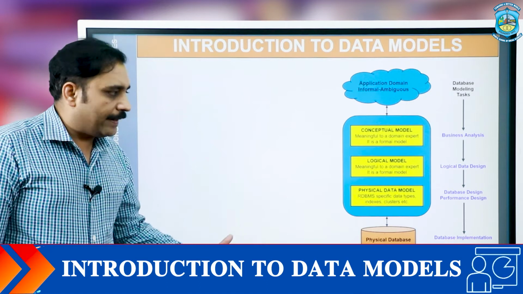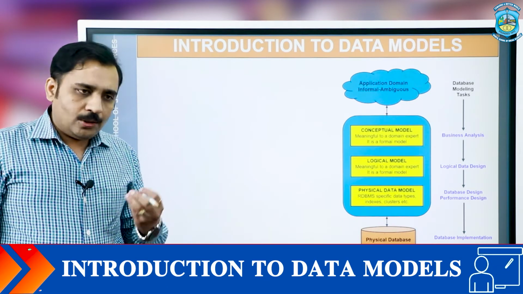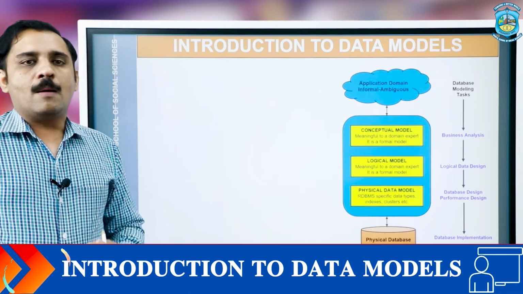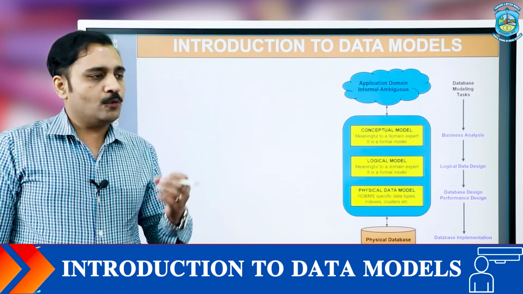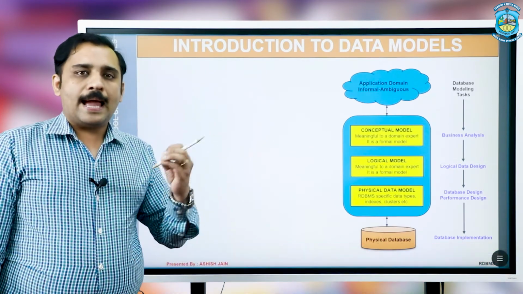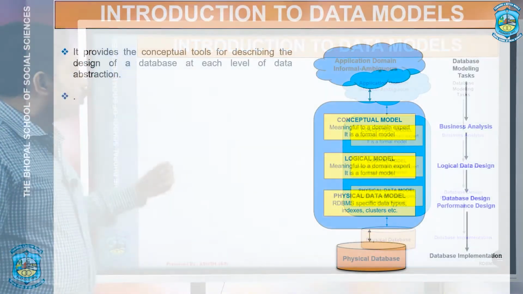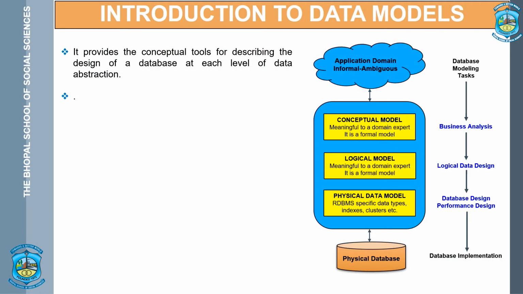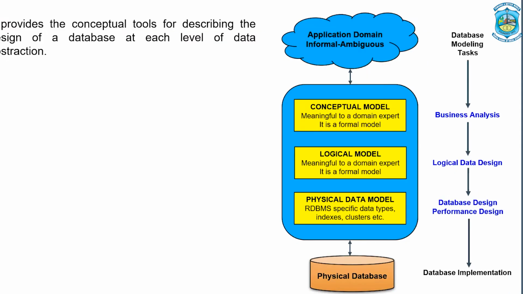Let us now define what is a data model. In normal terms, a model is something you refer to or assume as a basis, and you imagine that thing. In the same way, data models provide a conceptual tool for describing the design of a database at each level of data abstraction. In the previous modules, we have covered the levels of abstraction, that is, we have the conceptual view, the logical view and the physical view. So conceptual model, logical model and physical model.